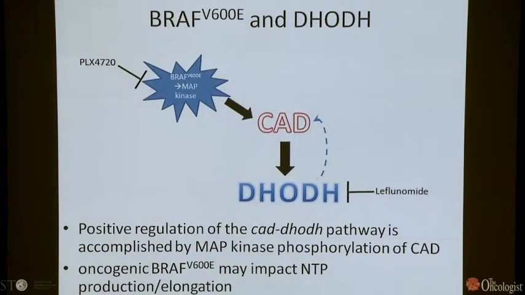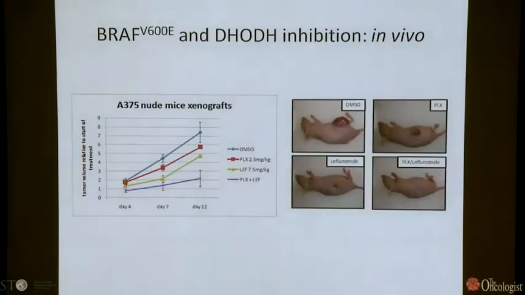Interestingly, we had reasons to think that in melanoma there would be synergy between inhibiting BRAF and inhibiting DHODH with leflunomide, and that's because the enzyme directly upstream of DHODH is the enzyme CAD, and CAD is known to be directly activated and phosphorylated by the MAP kinase pathway, which would obviously be upregulated due to the BRAF mutation. And so we predicted that putting a BRAF inhibitor along with our drug would have additive or perhaps synergistic effects on affecting melanoma phenotypes. And so we tested this using nude mice xenografts.